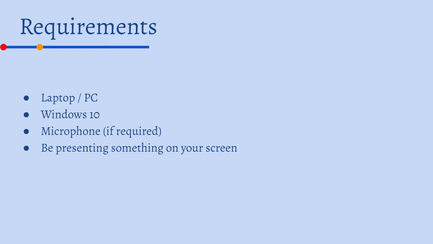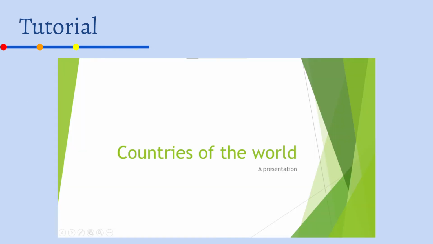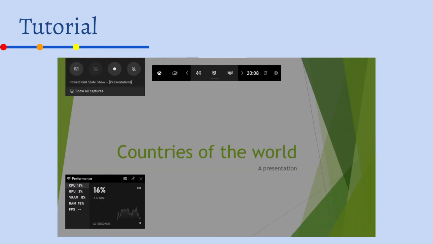So let's go through step by step. Well, the first thing you need to do is to press the Windows key and G at the same time on your keyboard. And that's going to bring up the game bar. So here's an example of a PowerPoint, countries of the world. If I press Windows G on my keyboard, I'm going to see the game bar pop up on top. And to start my recording, I need to press the record button at the top left.